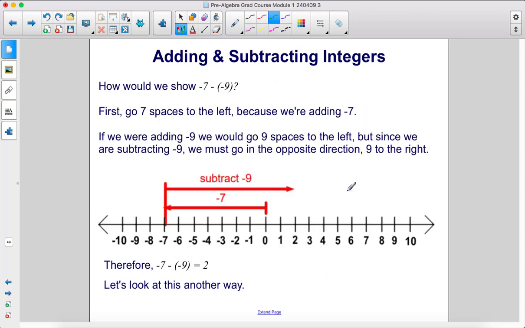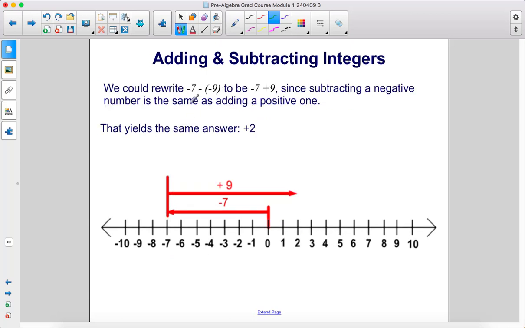How would we show negative 7 minus negative 9? First, we're going to go 7 spaces to the left from 0. We end up here. If we're adding negative 9, we would then continue to go 9 spaces to the left. But since we're subtracting negative 9, we must go in the opposite direction. Therefore, we end up going 9 units to the right, and we end up at 2. Therefore, negative 7 minus negative 9 equals 2.